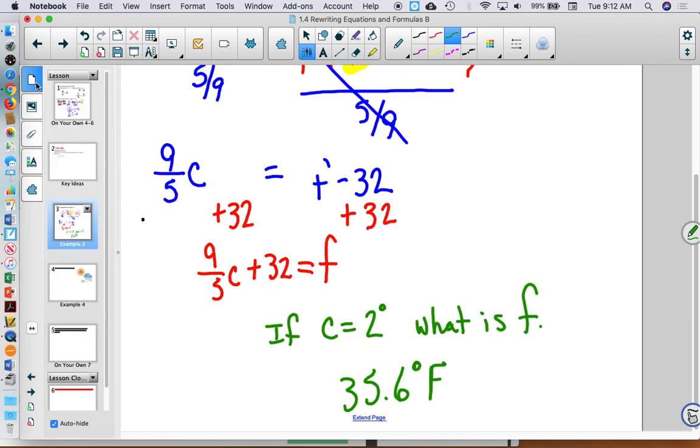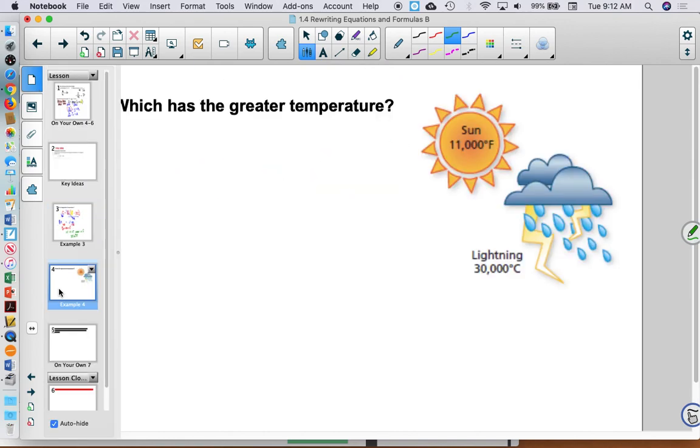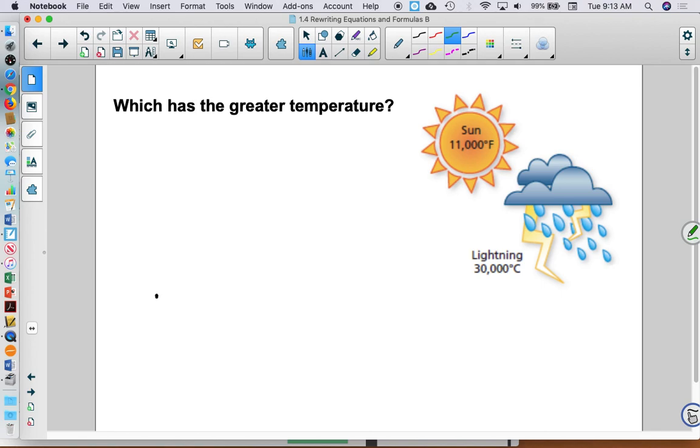Okay? Now, we've done the temperature thing. So we've got to know, what was that formula? 9/5 C plus 32 equals degrees Fahrenheit, right? Which has a greater temperature? Which has a greater temperature, lightning or the sun?